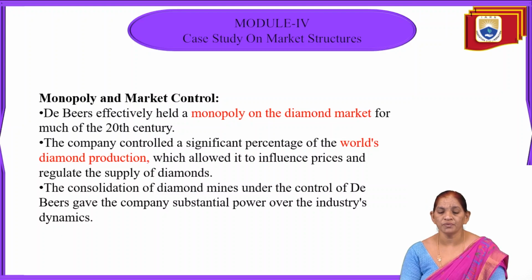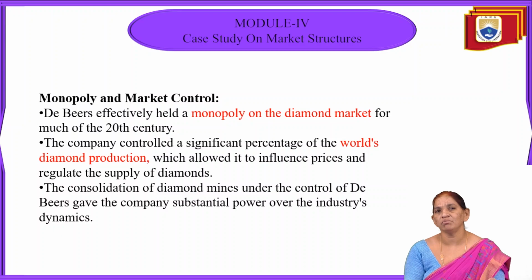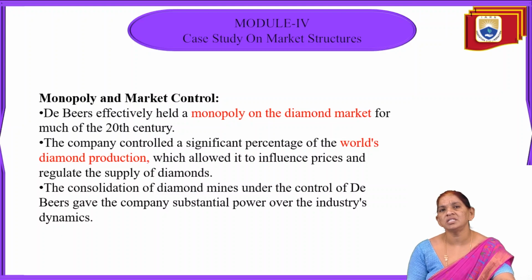So the consolidation of the diamond mines under the control of De Beers gave the company substantial power over industry dynamics. It means that with total control of these diamond mines, De Beers had the power to change or impact the changes taking place within the industry and the diamond market.